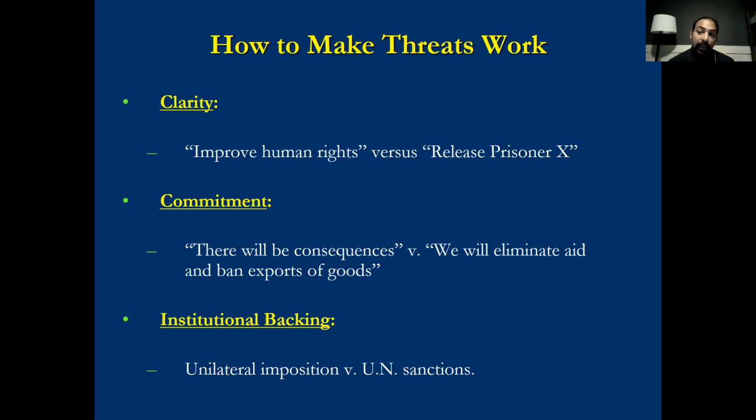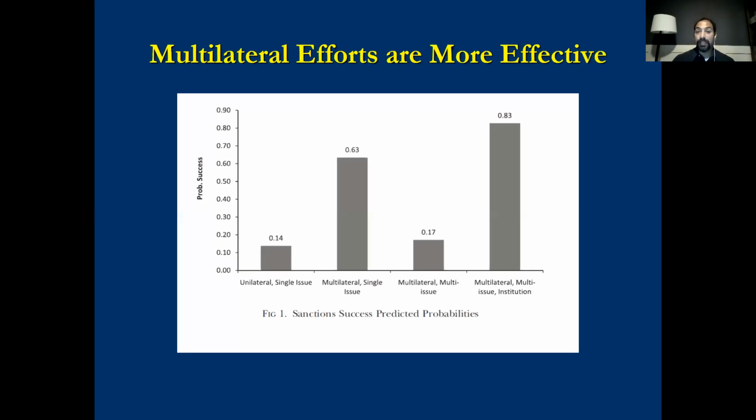And finally, institutional backing is really important if you want to make threats work. So the United States typically does better if it works through the United Nations rather than trying to impose these things unilaterally. So multilateral efforts tend to work better.